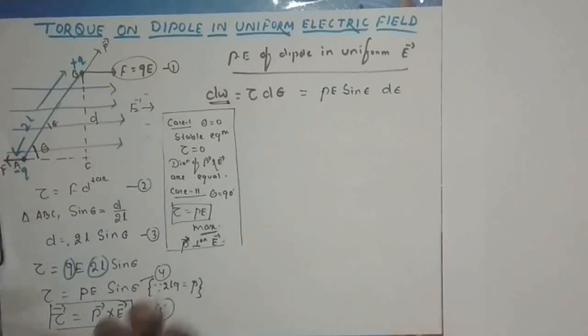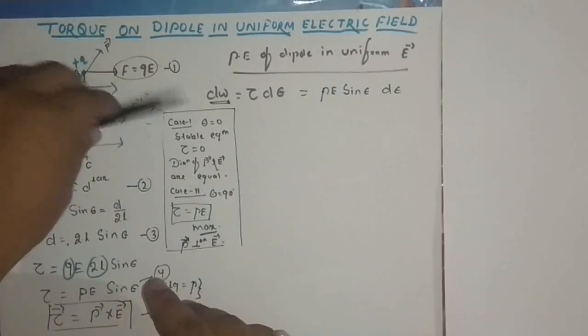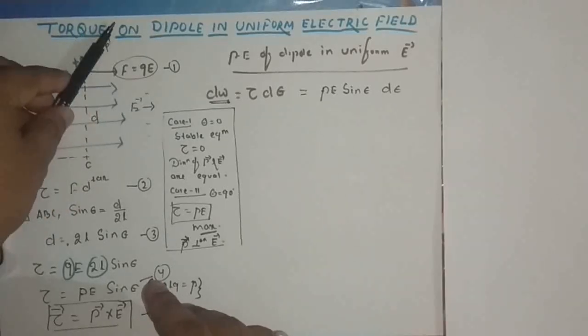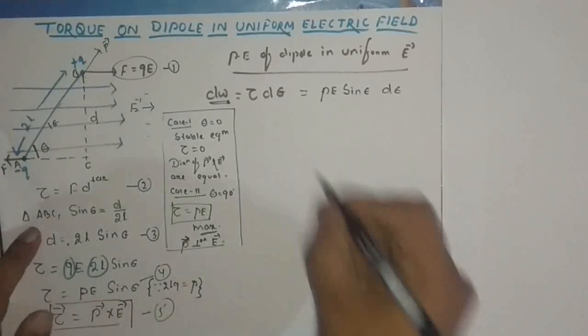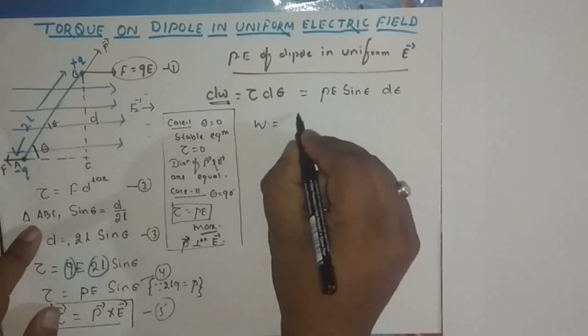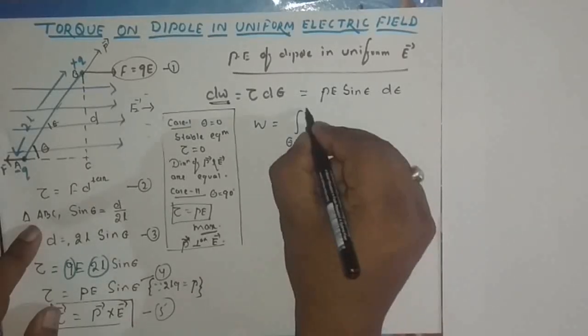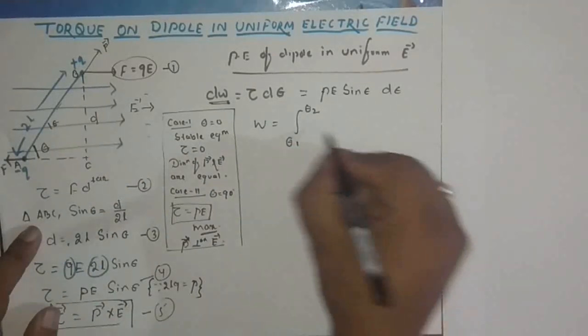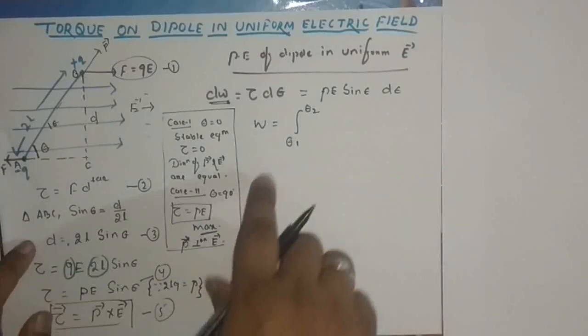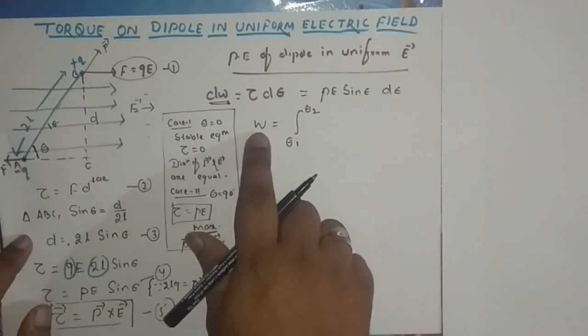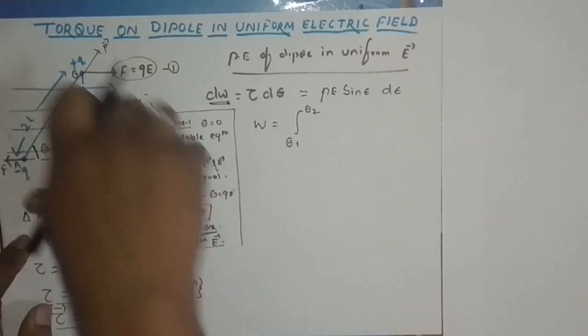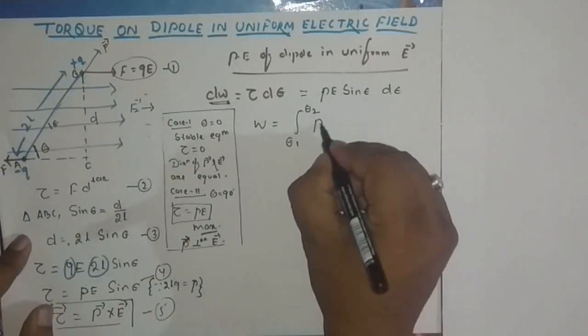I want to know, let us rotate it from theta 1 to theta 2. From angle theta 1 to theta 2, what is the net work done? So the net work done will be equal to the integral from theta 1 to theta 2. You have to write here: let the net work done W be done to rotate this dipole from angle theta 1 to theta 2.